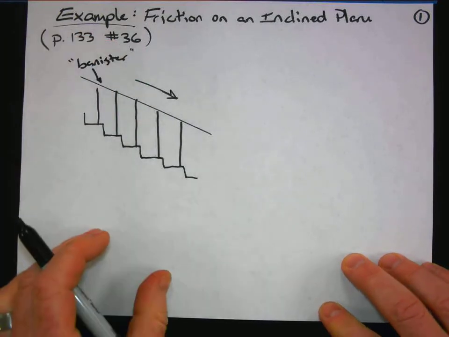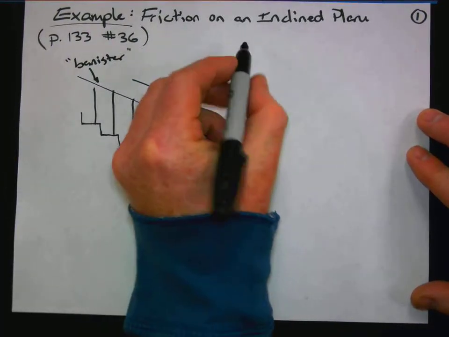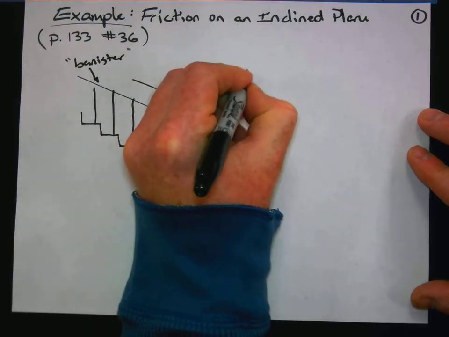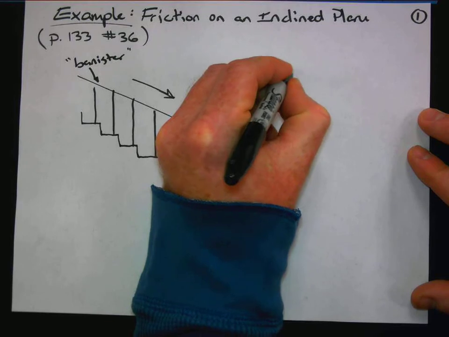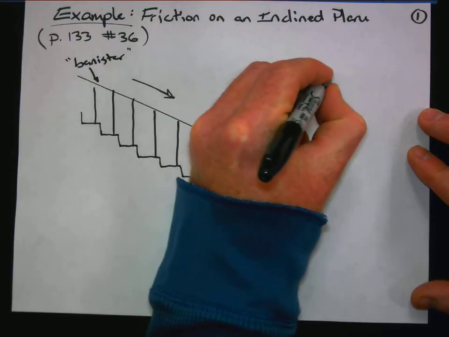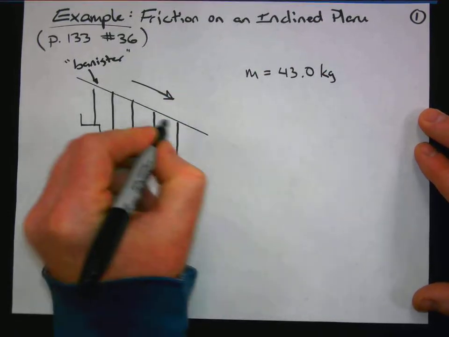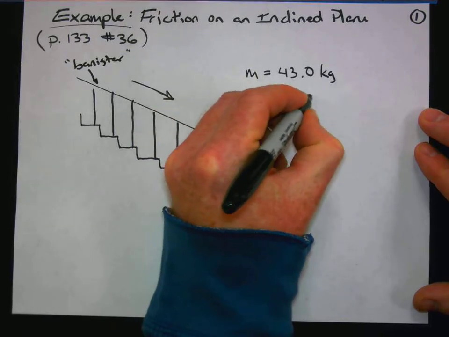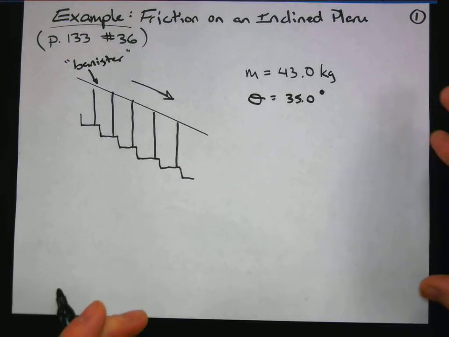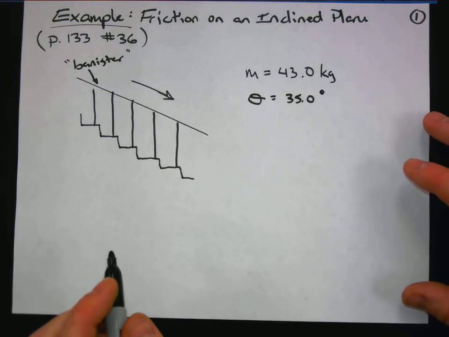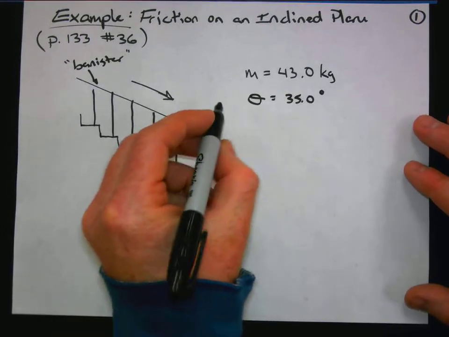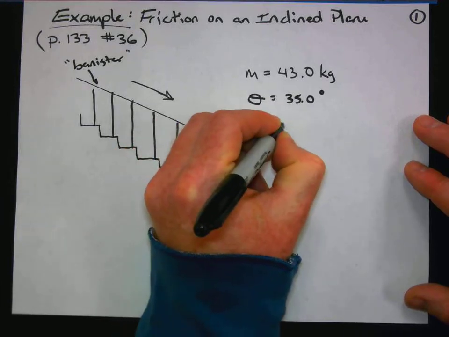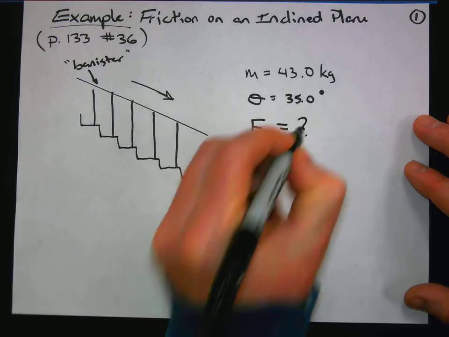We're given a little bit of information about the situation. Fernando, the name of the child sliding down, has a mass of 43.0 kilograms. And we're told that the angle of the banister is 35.0 degrees. All right, so this particular question is asking, what is the normal force between Fernando and the banister?